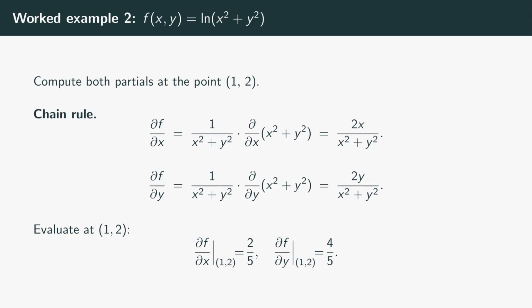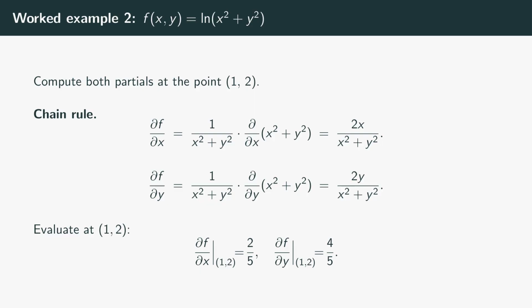The chain rule shows up exactly as you would expect. Let f of x and y equal the natural log of x squared plus y squared. For the partial with respect to x, the outside function is logarithm. Its derivative is 1 over the argument. Then we multiply by the partial of the inside. The inside is x squared plus y squared. Treating y as a constant, its partial with respect to x is 2x. So the partial of f with respect to x comes out to 2x over x squared plus y squared. Identical logic for y gives 2y over x squared plus y squared.